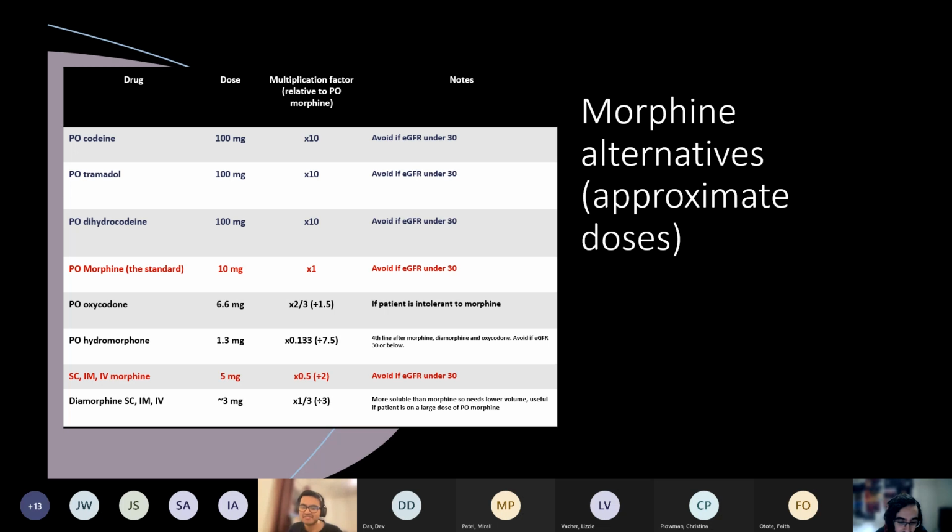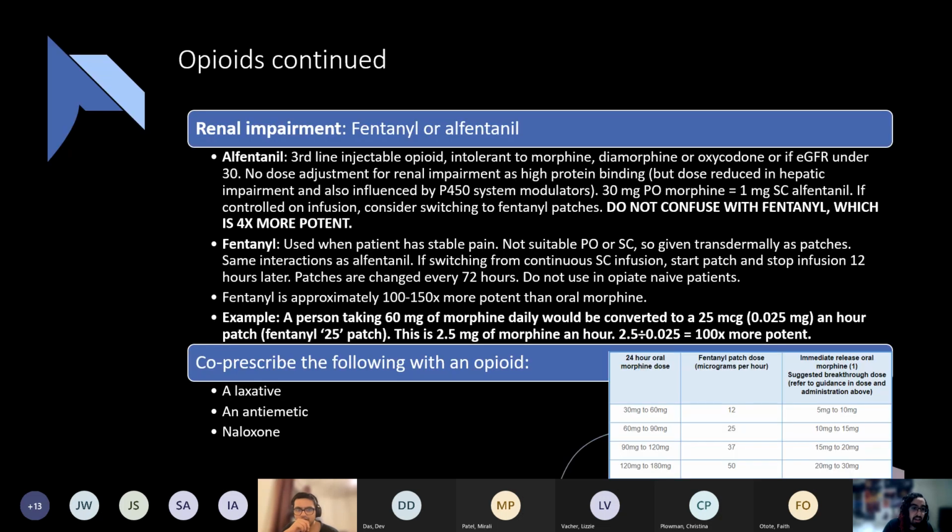Okay, and the good thing about diamorphine is that it's more soluble than morphine, which means if you're giving a really high dose, you can squish it into a smaller volume because diamorphine is stronger and more soluble. So the important one that I want you to remember is subcut morphine, which is twice as strong as oral. So half the dose: 10 milligrams of oral is 5 milligrams of subcut.